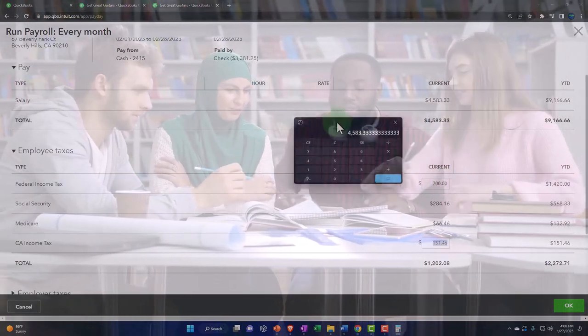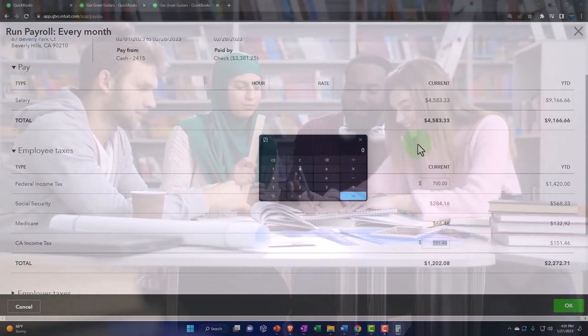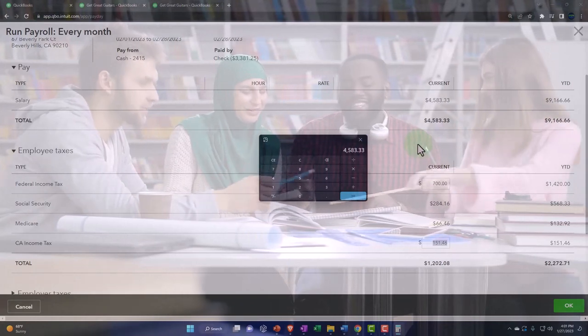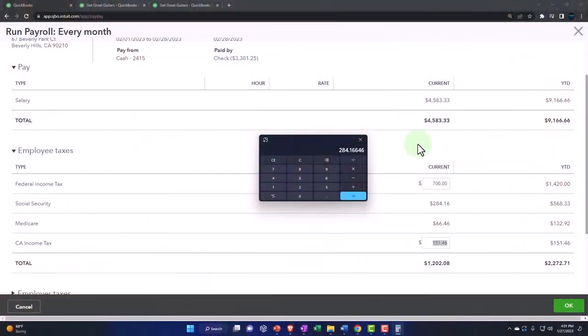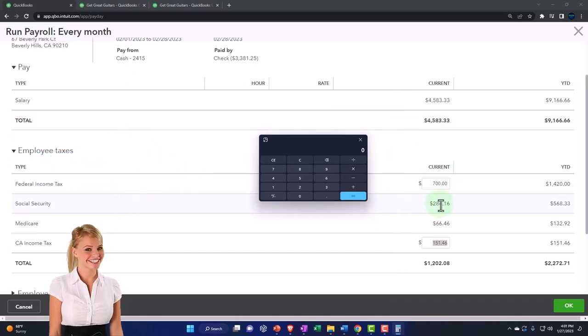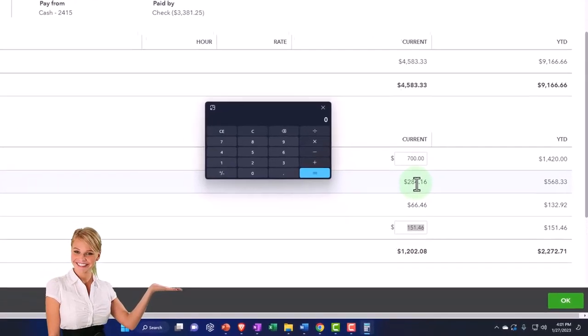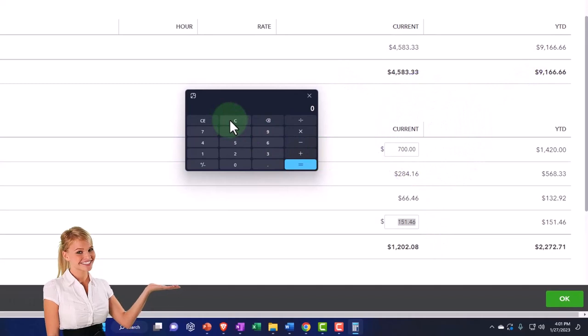Now the Social Security and Medicare should be easier because that's just gonna be 4583.33 times 0.062, I think is currently the calculation. So that's a nice easy one to do because it basically is a flat tax, although there is a cap. So if they get above the wage cap, this number will change. It'll be lower. And that's what I mean about the payroll possibly being different from period to period as you go through the year.